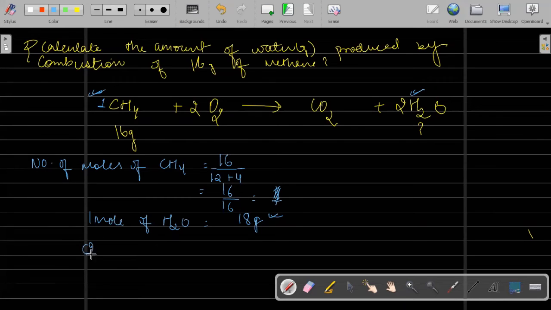So for 2 moles of water, how much amount? It equals 2 times 18, you get 36 grams. Is it clear? Yes, miss. Now try the next question, please.